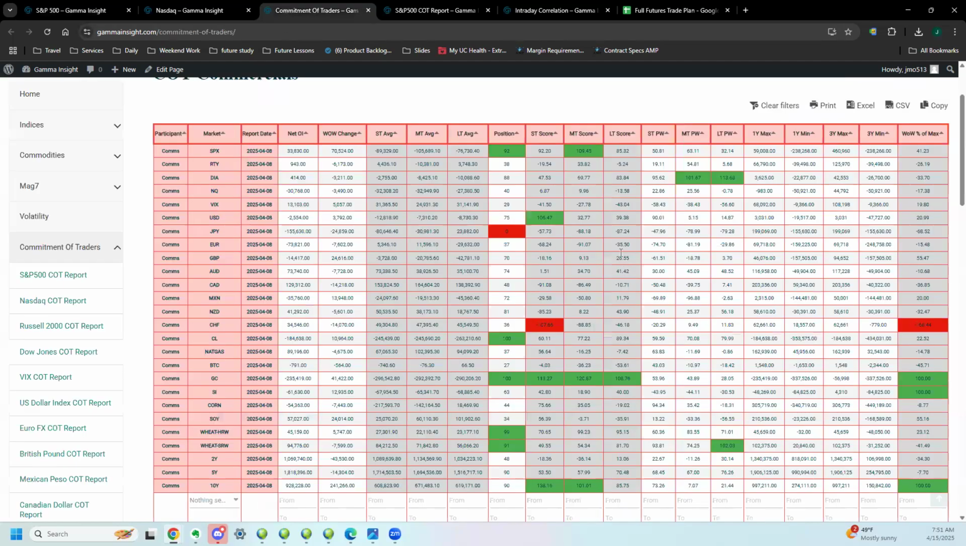Now, before we get to the NASDAQ, let's take a look at our positioning. Commercials did go net long on the SPX last week. So now we have a shift coming in the market as they are buying while everybody else is selling. And we are still seeing a long VIX position. So that also tells us they are protecting this long position.